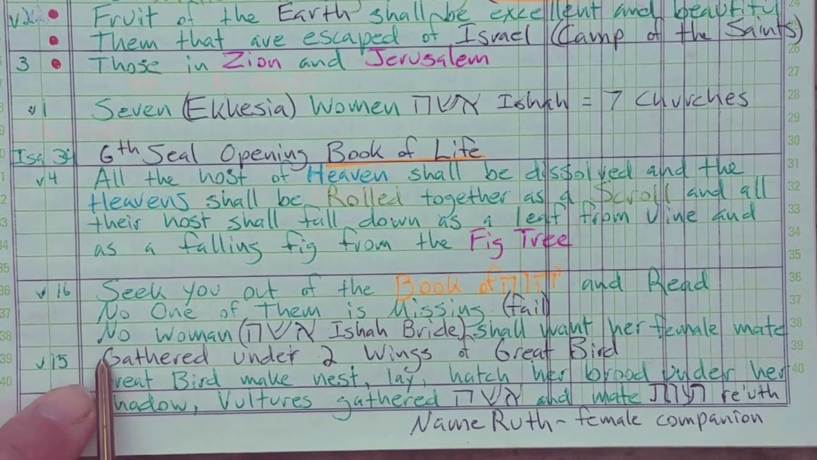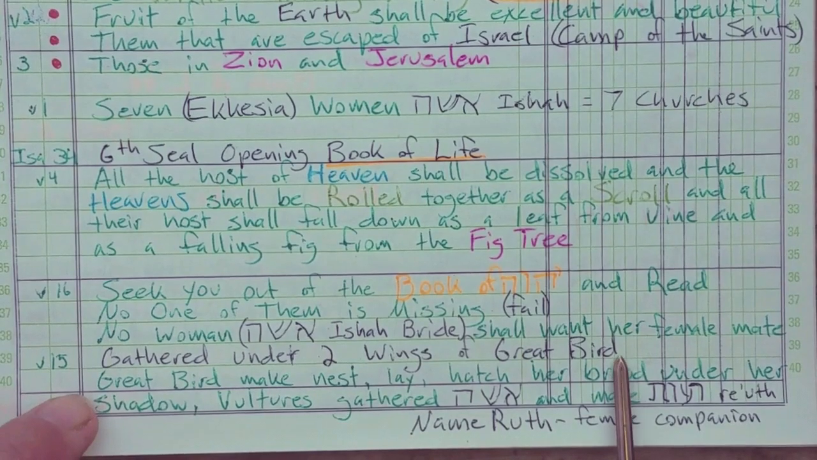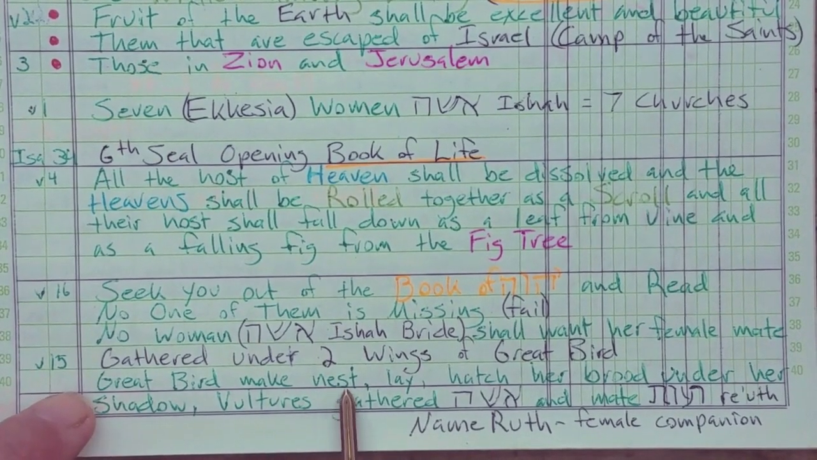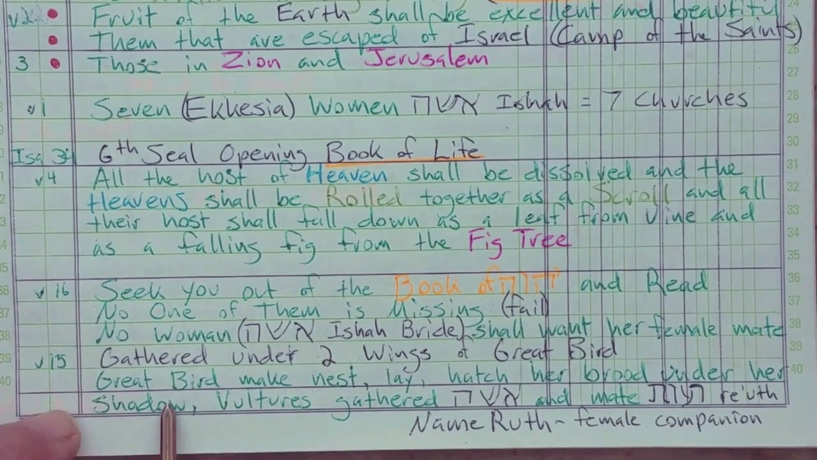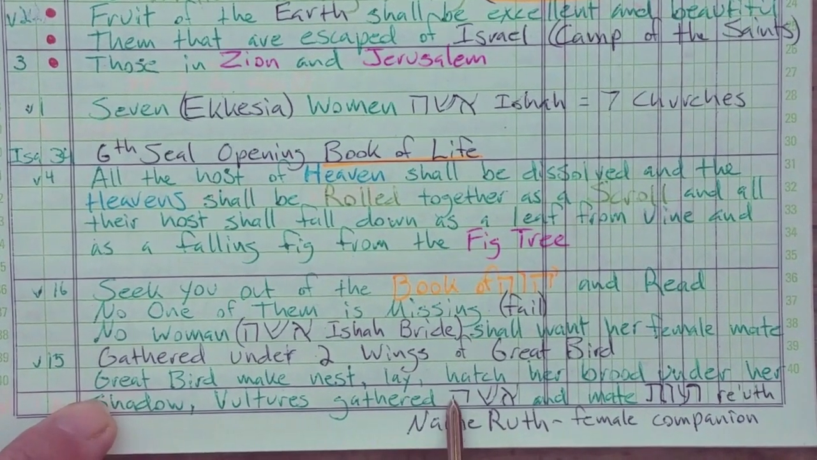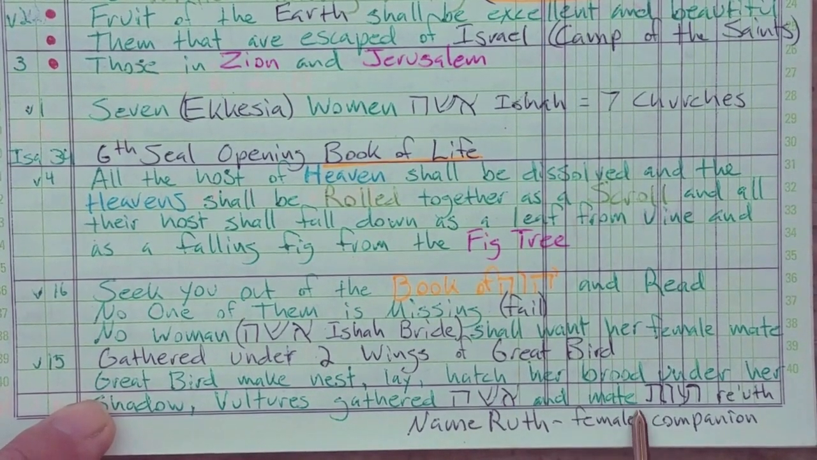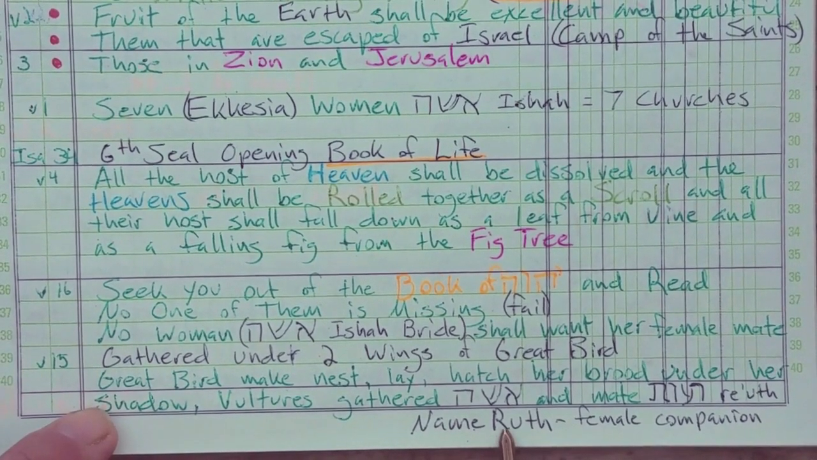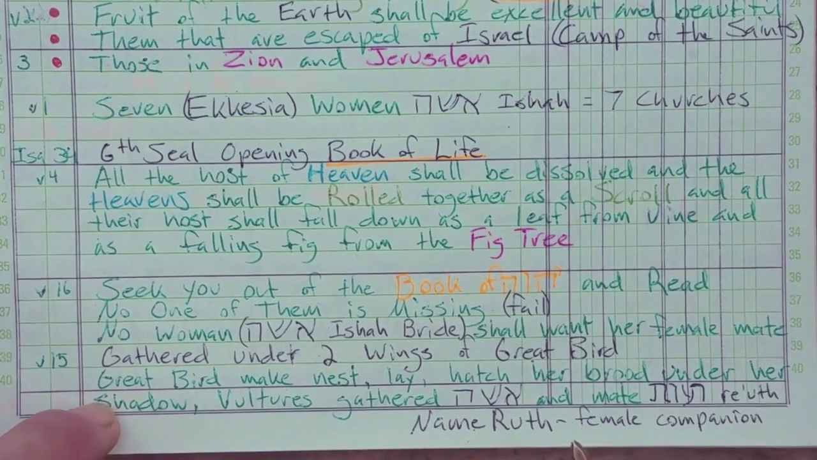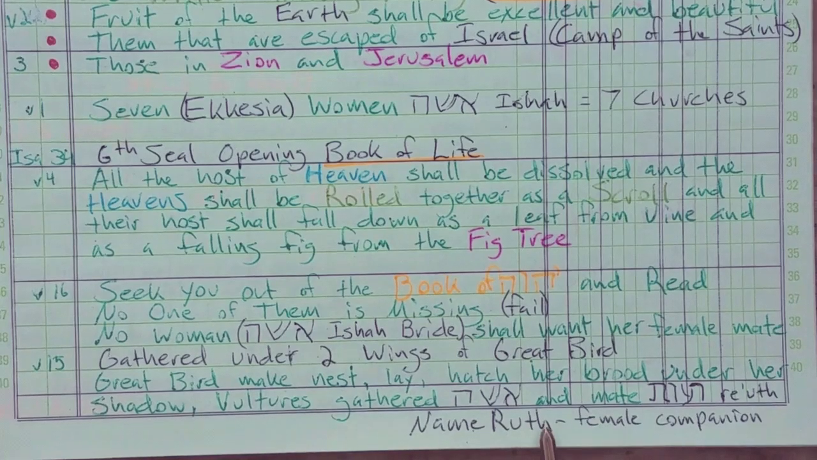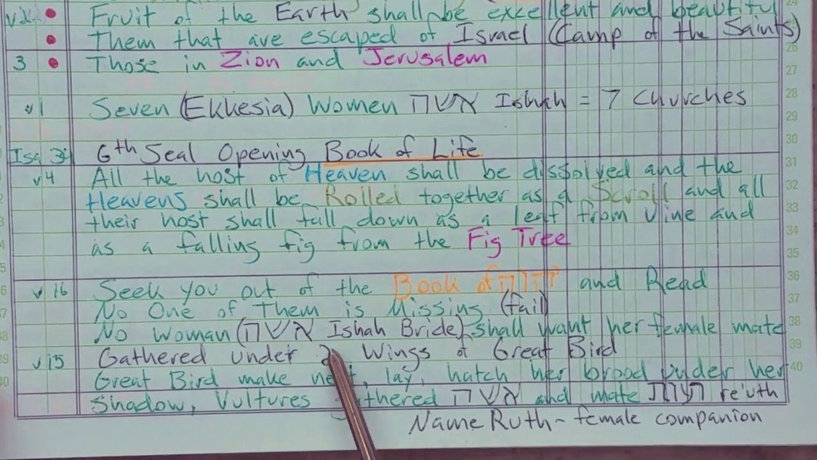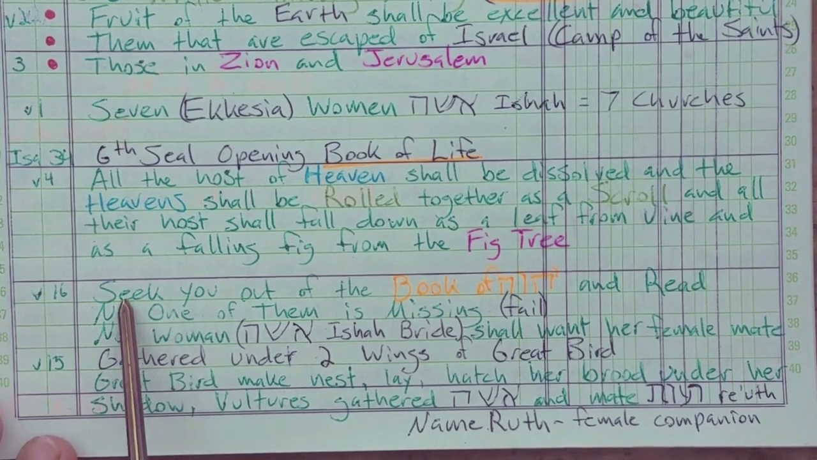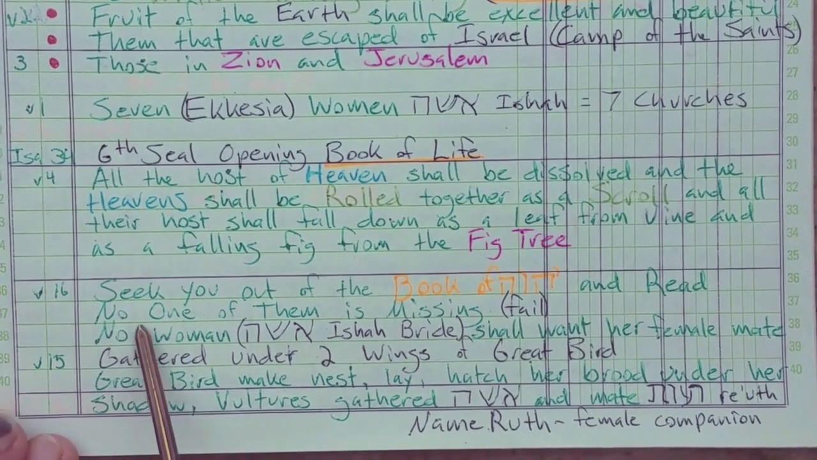And then verse 16, it talks about the gathering under 2 wings of a great bird. All right, so they're gathered, they're brought by the wings of an eagle. And the great bird made her nest and laid and hatched her brood under her shadow. All right. And the vultures gathered, or eagles, all right, Isha and mate, Ruth. So this is the name Ruth. So it's Isha, bride, and Ruth, just like Ruth means female companion. Okay, so this is the bride Isha and Ruth, going 2 by 2, gathered by the 2 wings of a great eagle. All right. So this is the language of the book of life. Seek out of the book of Yahweh and read. None of them is missing.